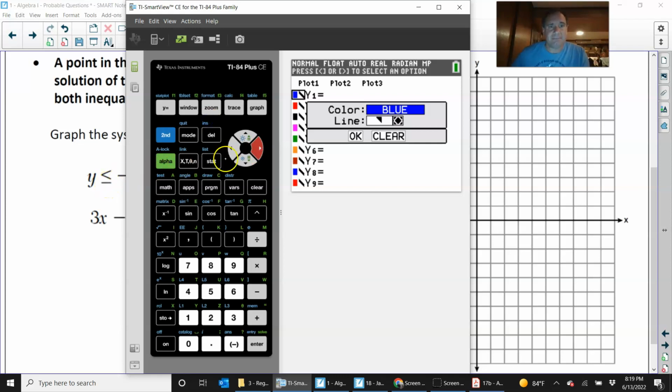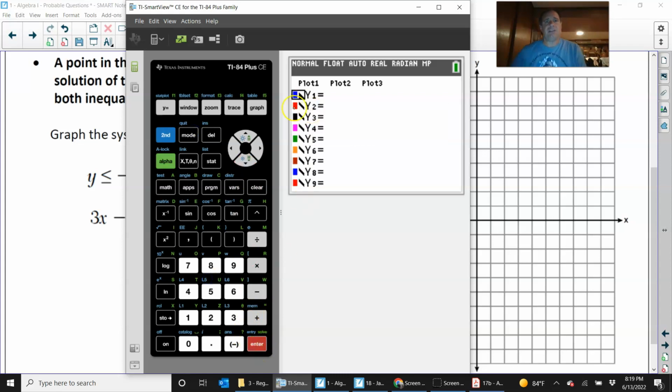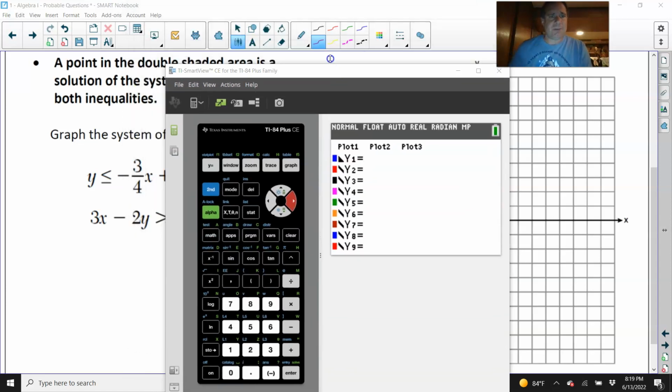I need less than. Then you press to the right again, and you see how it's pointing down a little bit. That is the less than. Then you go down to OK, you press enter, and you'll notice that it is there in this Y1, and then just go over to the right of the equal sign and put in whatever you need to put in.